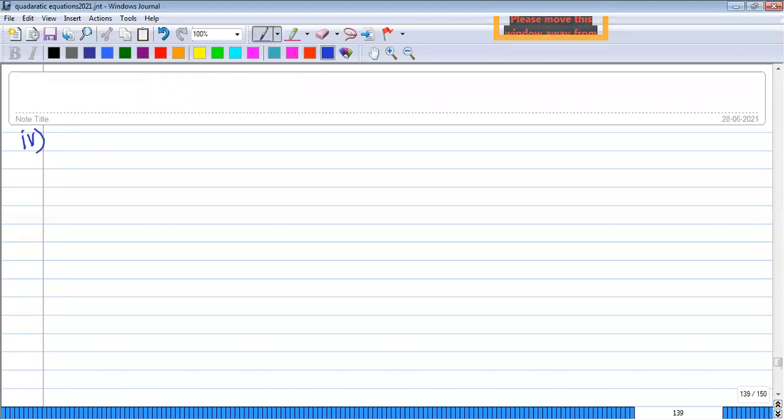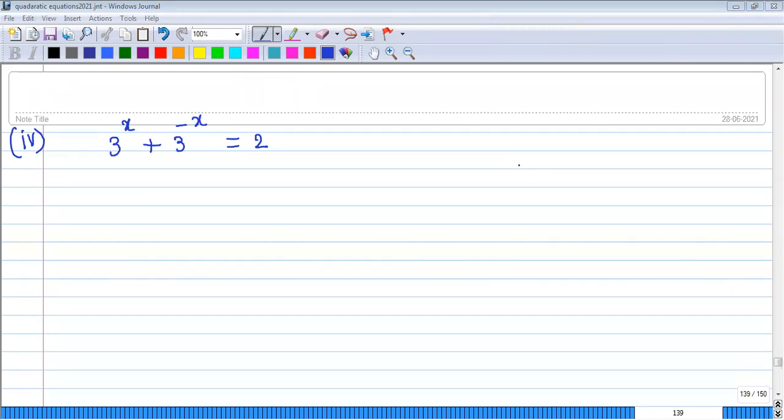Fourth question. Solve for x: 3 power x plus 3 power minus x equals 2. So can you suggest me how to solve this problem? Any idea? Very good, very good. So 3 power x plus 1 by 3 power x equal to 2.